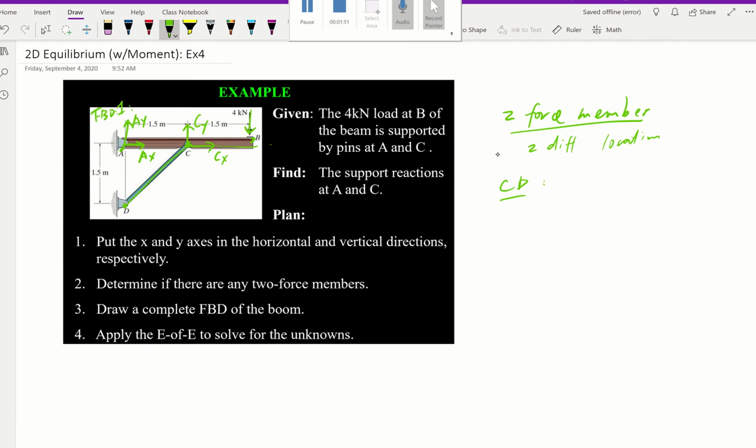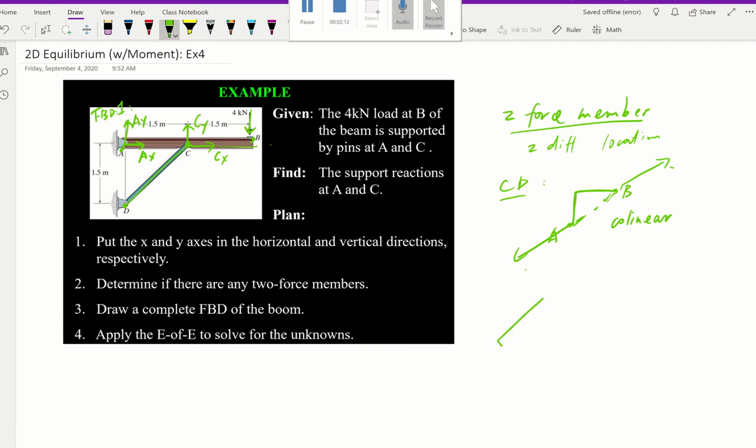And the characteristic of a two force member is, for example, this is my two force member. I have A and B here, force at A and force at B. They have to be what? Equal and opposite and collinear, which means if I connect those two, they're going to be on the same line.